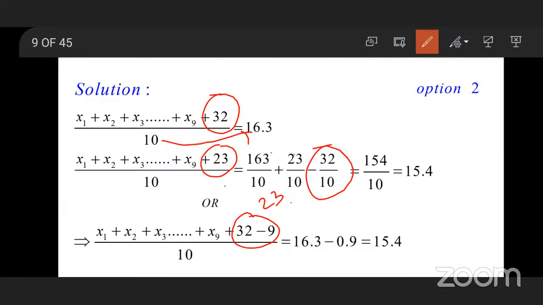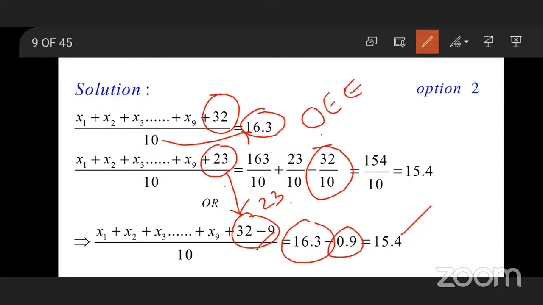That's why 23 can be written as x1 plus x2 plus x3 and so on, 32 minus 9, 23. What is the value up to 32? The value is equal to 16.3 only. 16.3 minus 9 by 10, and 9 by 10 is equal to 0.9. Therefore, 16.3 minus 0.9 is equal to 15.4, which is our correct number. The 15.4 is the correct answer. This is a previous JEE Mains question. Indirectly, how to write it, sir? 16.3 plus 23 by 10 minus 32 by 10 is our correct solution.